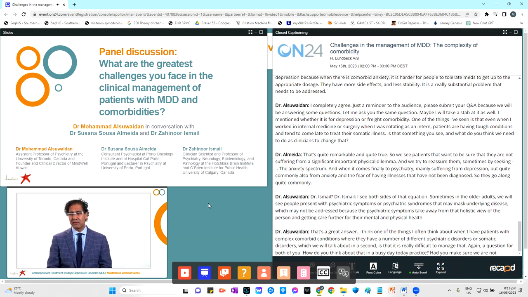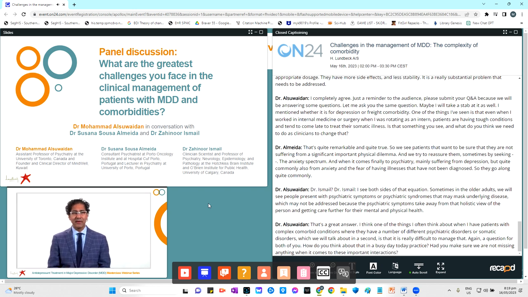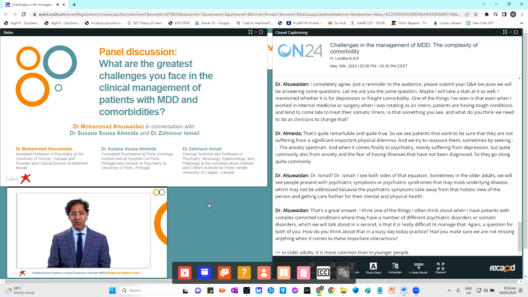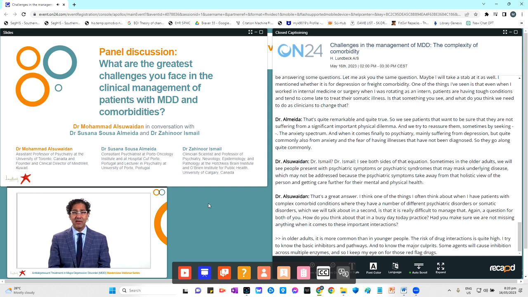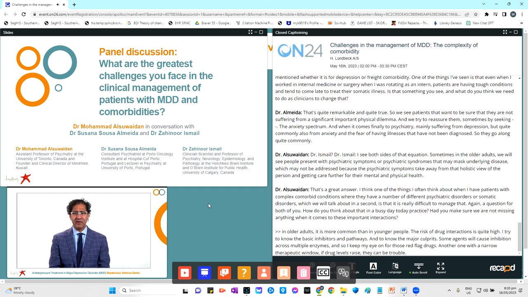Right. In older adults, polypharmacy is more common than in younger people, and the risk of especially pharmacokinetic drug interactions is quite high. I try to know the basic inducers and inhibitors of the major cytochrome P450 isoenzyme pathways, and know the major culprits. Some agents will cause inhibition across multiple CYP450 isoenzymes, like fluoxetine, for example. And so I keep my eye out for those red flag drugs and other ones with a narrow therapeutic window, that if drug levels rise, then there can be trouble. So it's about being really vigilant to the number of medications they're on, but the specifics of the medications as well.